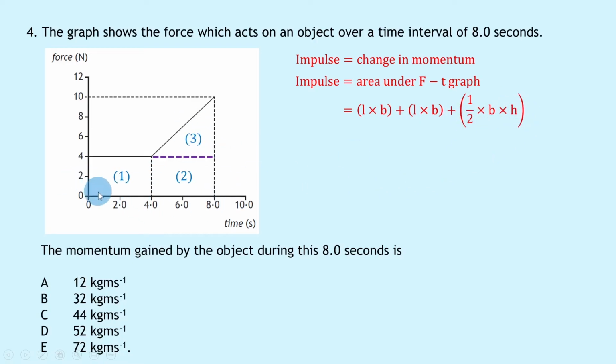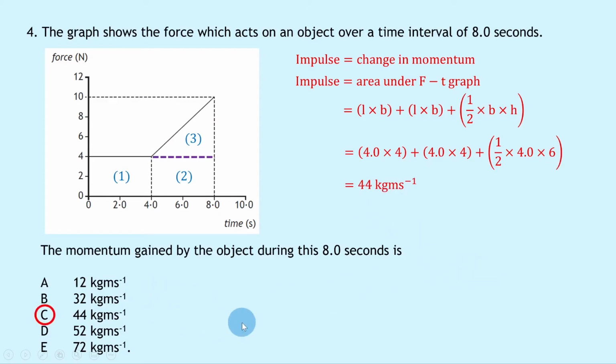So for the first rectangle, we have length times breadth, which is 4.0 times 4. For the second rectangle, we have the same because it goes from 4.0 to 8.0, so the length there is still 4.0, and the breadth of that is again 4, so again 4.0 times 4. And then for the triangle, we have a half times the base, so the base goes from 4.0 to 8.0, so again that's 4.0. The height goes from 4 up to 10, which is 6, so that's times by 6 there. So putting that into your calculator should give you an answer of 44 kilogram meters per second, which is the answer C.